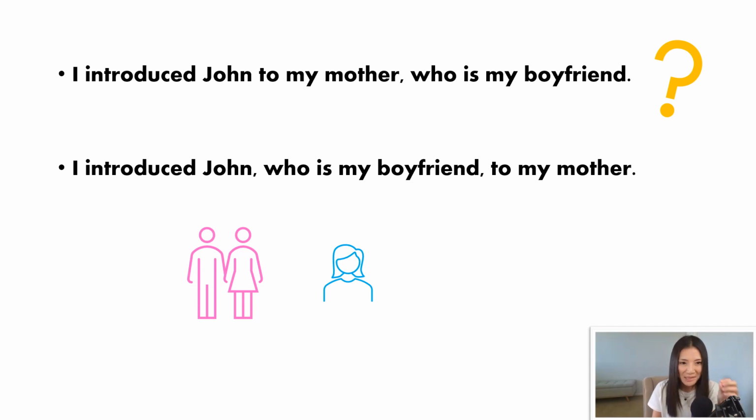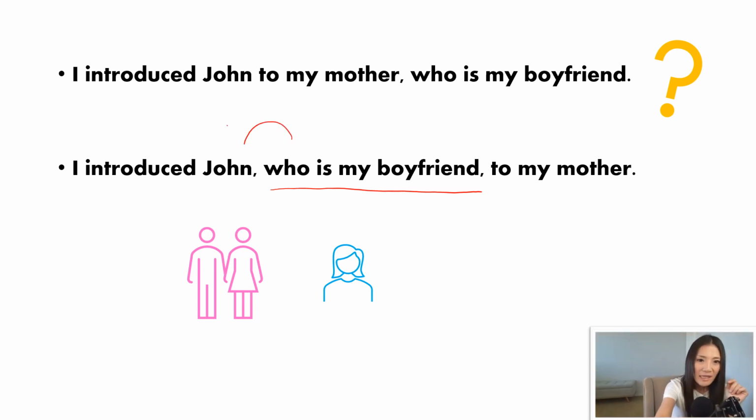Here's a really weird sentence. I introduced John to my mother, who is my boyfriend. What? Right? We should say I introduced John, who is my boyfriend, to my mother. This little section right here is called an adjective clause. So it's just a clause that describes a noun. Every time you use an adjective clause like this, the rule is the same. It has to come right after the noun you are describing.